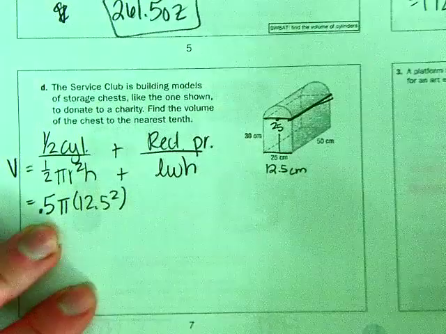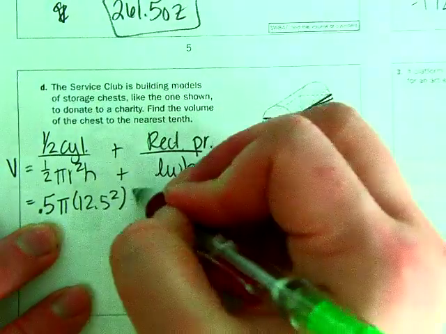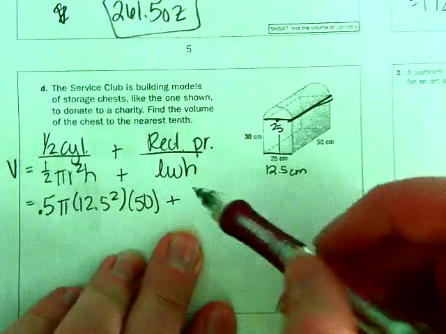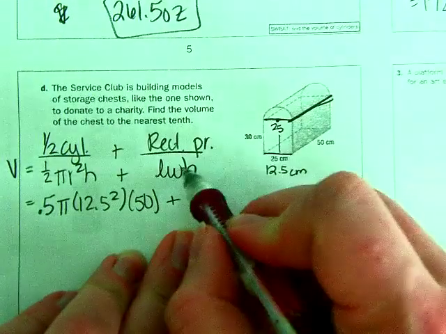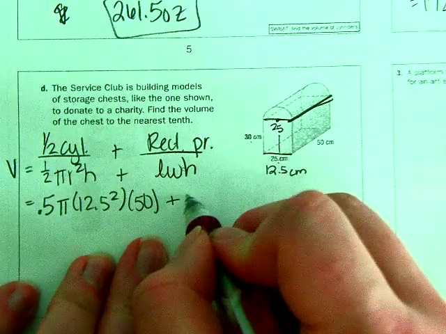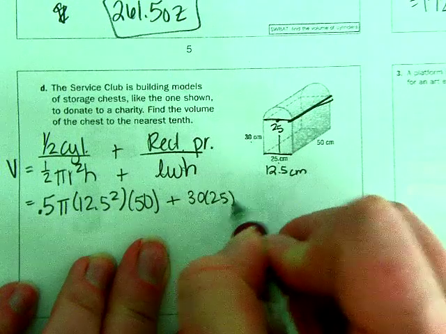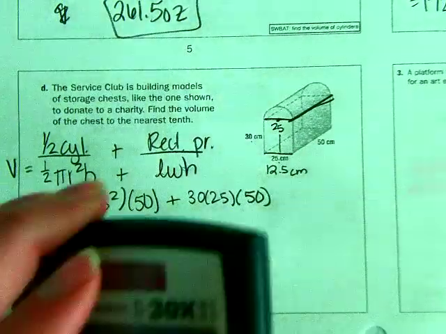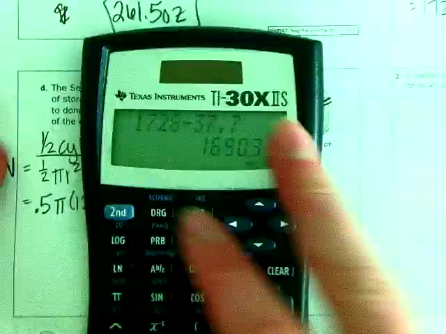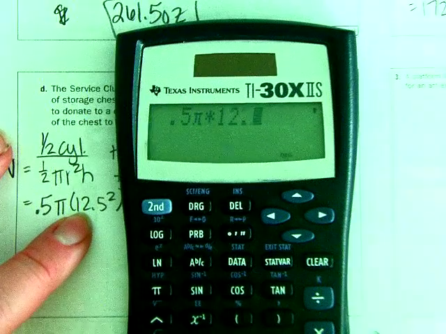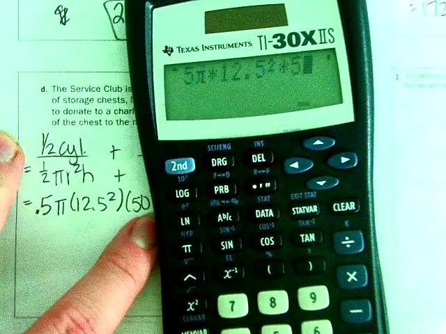So the height of the cylinder, the half cylinder, is actually 50. Be careful with that one. The height of the rectangular prism is going to be the same thing, so we can put that in for height when we get there. And the length and the width of the bases, so 30 and 25. The order does not matter there. The height is 50. So you can actually type all of this in your calculator in one step, which I'll show you. 0.5, you have to just be careful. Pi times 12.5 squared times 50.